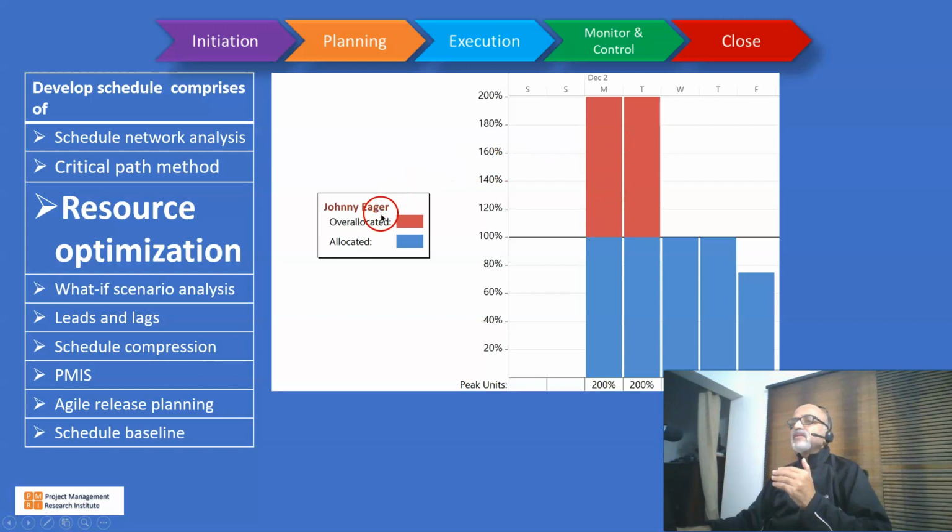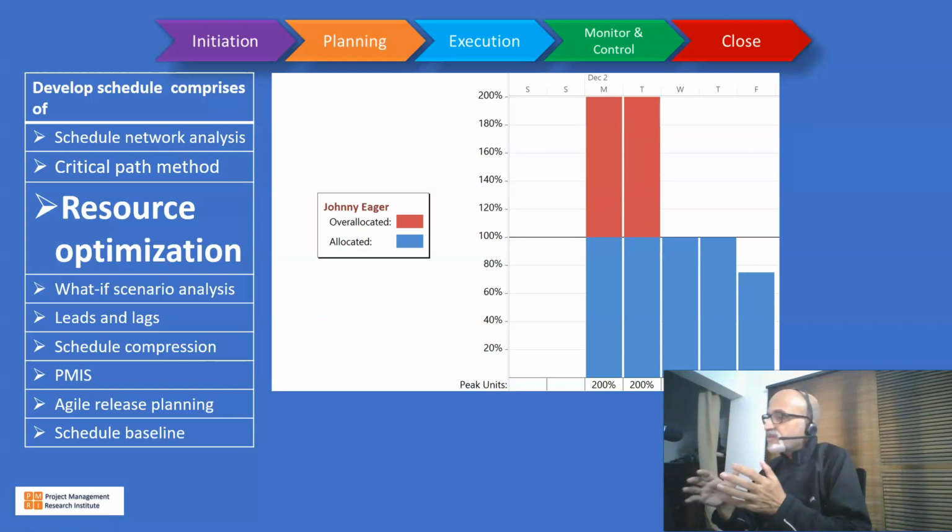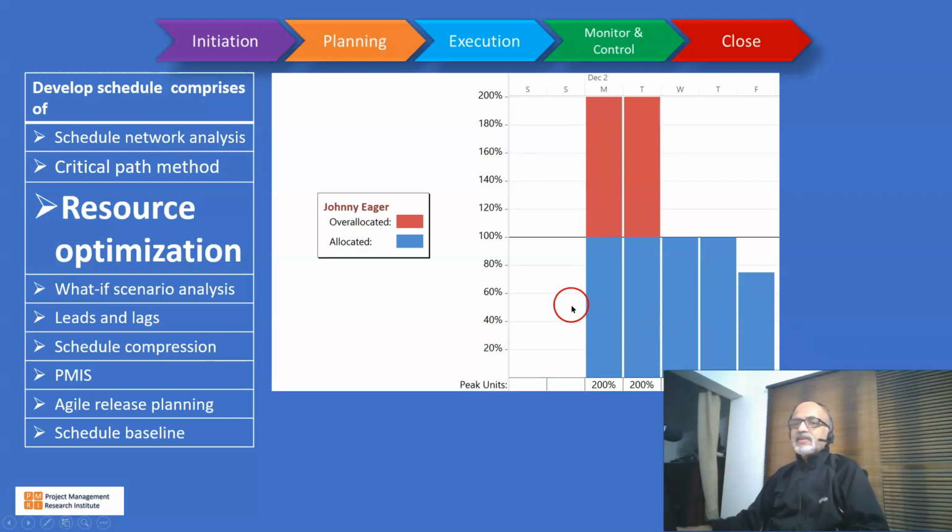In this case, Johnny Eager is 200% loaded on Monday and again 200% on Tuesday. So that is not feasible. So we'll have to substitute him with some other resource and ensure that he's not loaded beyond 100% of the capacity, not to the tune of 200 and stuff like that, because that is not feasible. That process we call it as critical resource leveling.